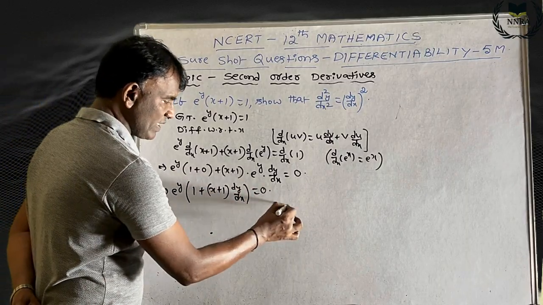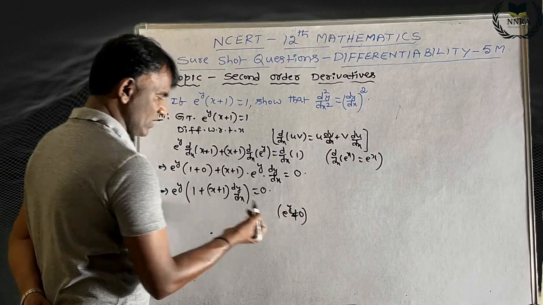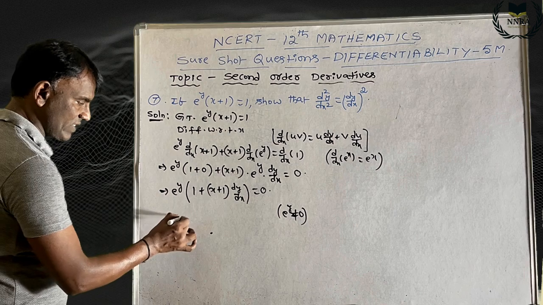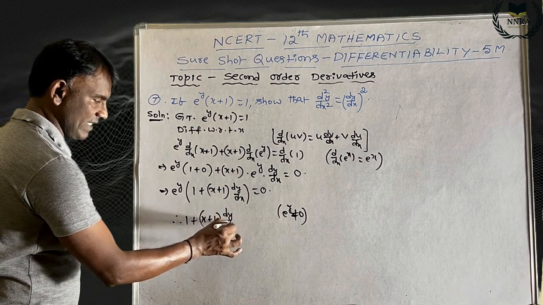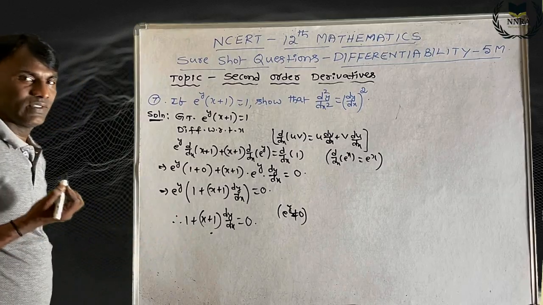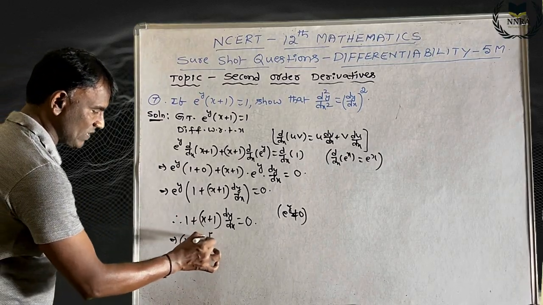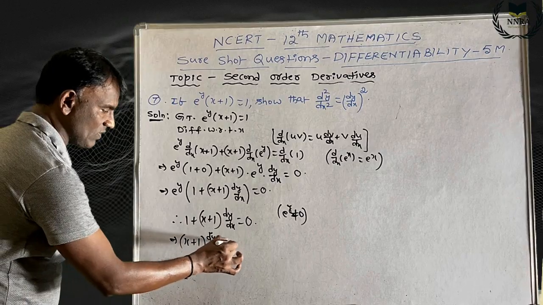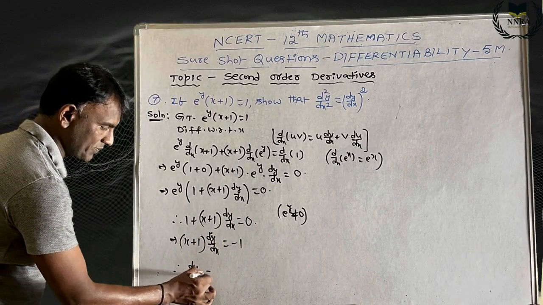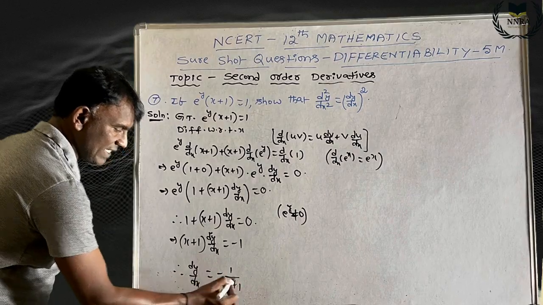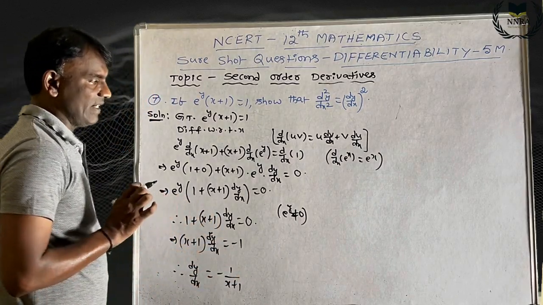But e power y is not equal to 0. If e power y is not equal to 0, then the remaining bracket value is there, that is 1 plus x plus 1 into dy by dx, equal to 0. Right? And from this we get x plus 1 into dy by dx equal to minus 1. Now what is the value of dy by dx? Minus 1 by x plus 1. Now this is the first value.